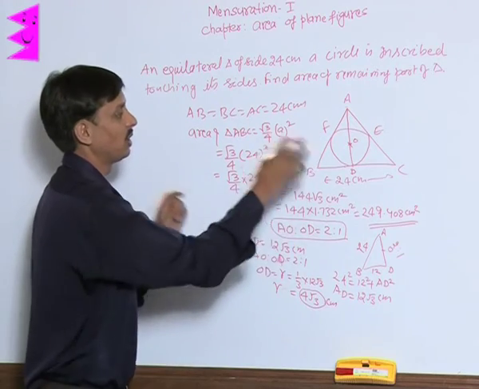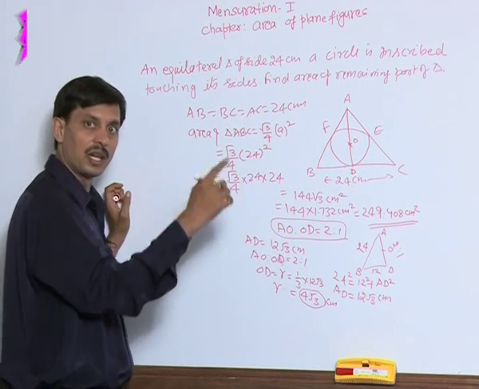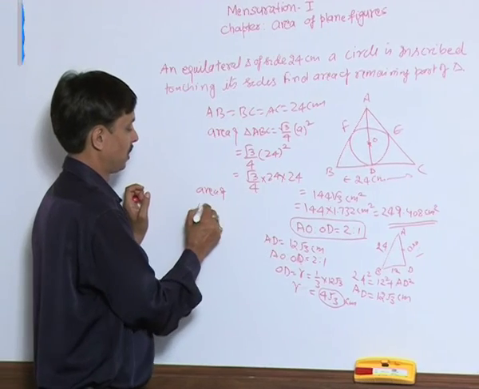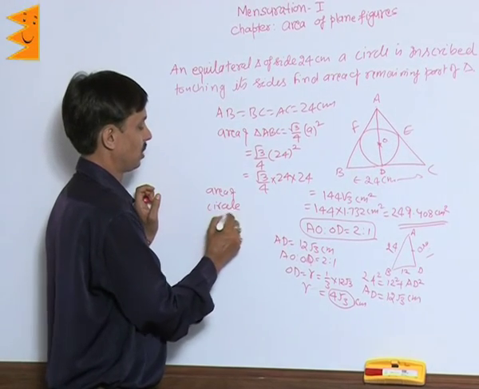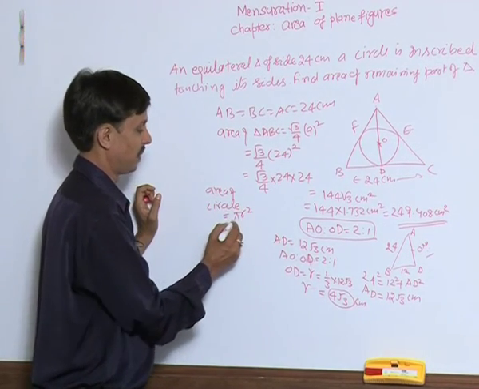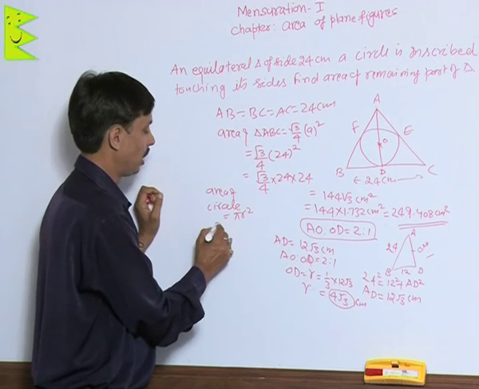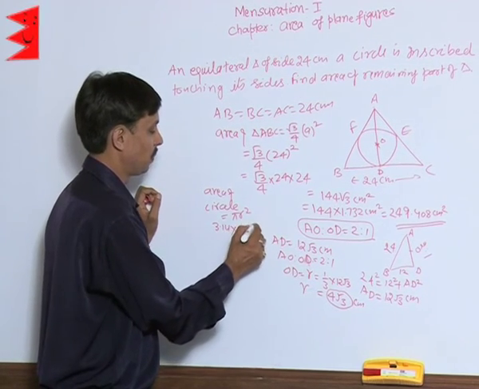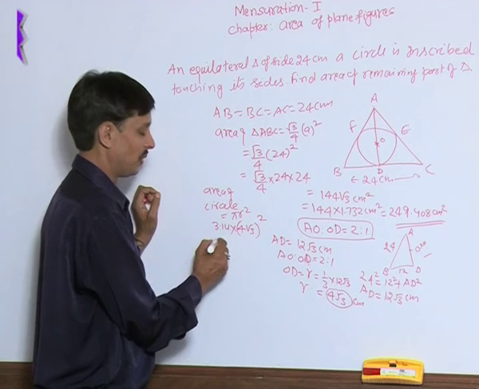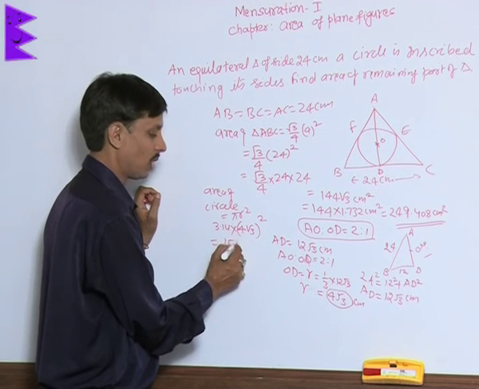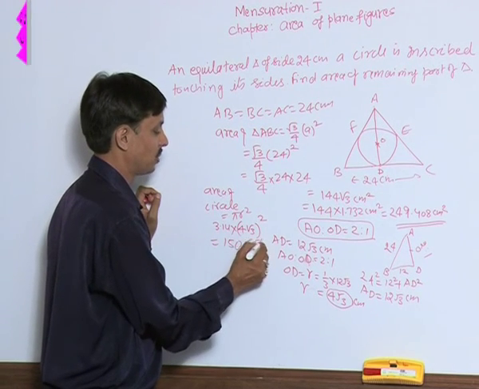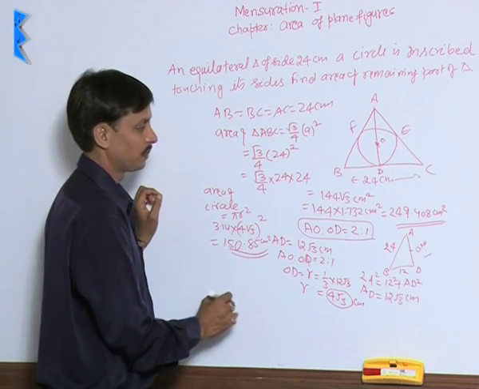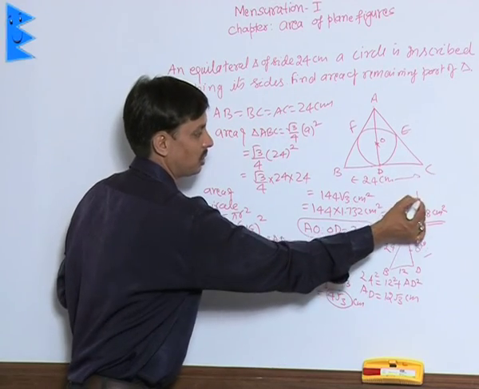How will we calculate the area of the circle? To find the area of the circle, the formula is area of circle equals pi r square. So we can say 3.14 into r square, where r is 4 root 3, whole square. This value will come out to be 150.85 centimeter square. The area of the circle is this much and the area of the triangle is this much.